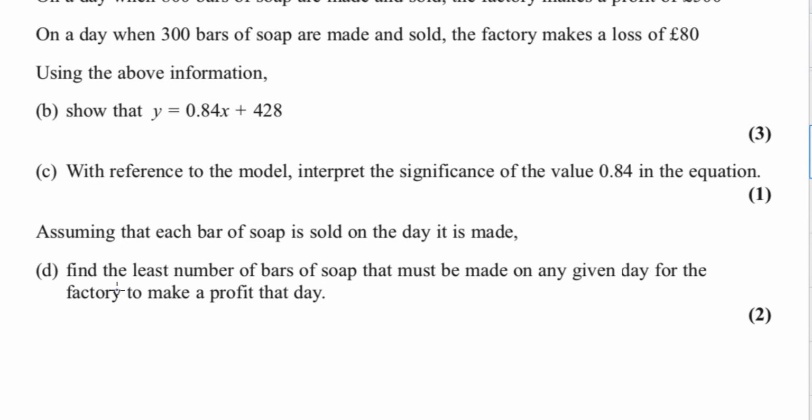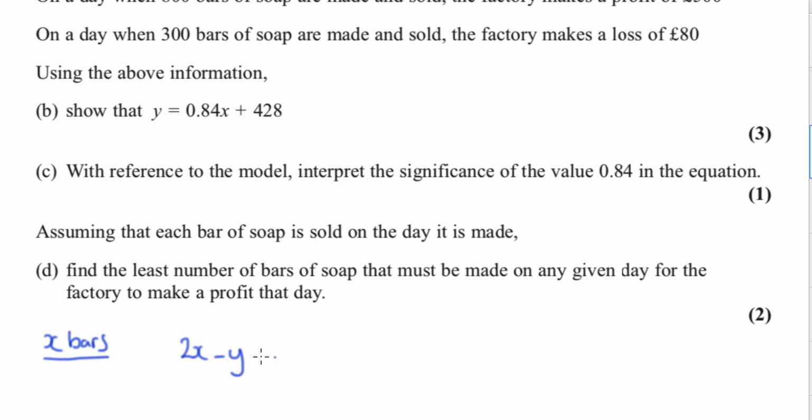Okay, for part D, it says then, assuming that every single bar of soap is sold, that's important, find the least number of bars of soap that must be made on any day for the factory to make a profit. So say they sell X bars of soap, we know that they will get in £2 per bar of soap, so they will make 2x pounds coming in. That will come into them. However, they then have to minus the cost. The cost of the soap is that y equation.